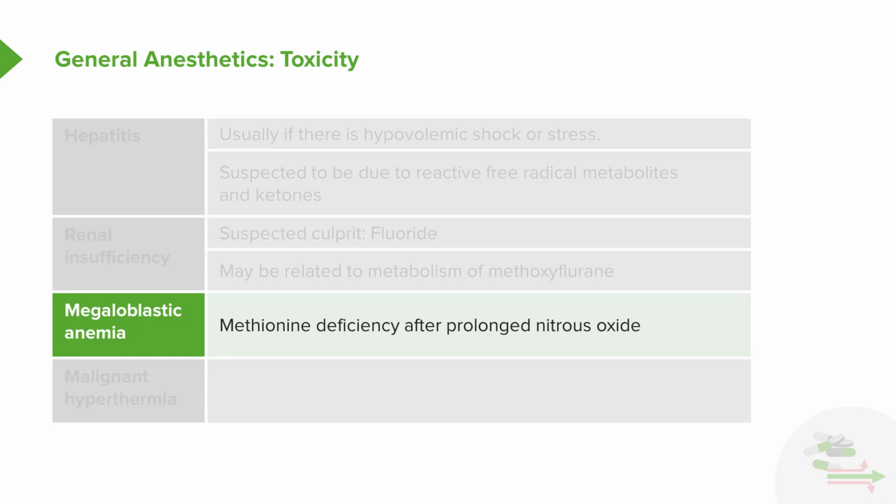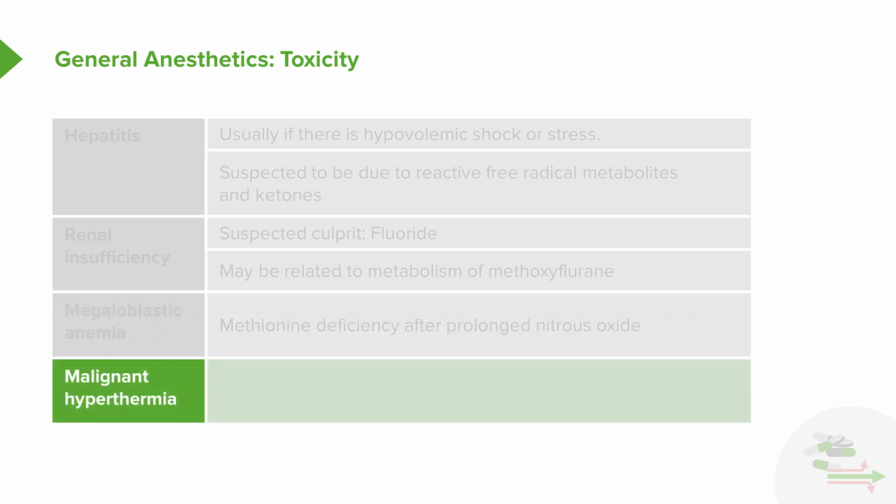Megaloblastic anemia is also a concern when we use general anesthetics. Sometimes patients may develop a methionine deficiency after prolonged nitrous oxide use. This is not very common, and it is one of the reasons why we use nitrous oxide in very short bursts or for short procedures. Finally, there's malignant hyperthermia. Let's go into this in a little bit more detail.